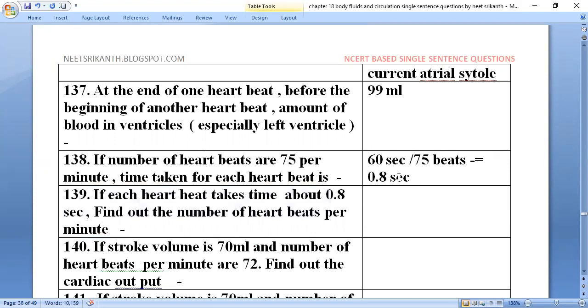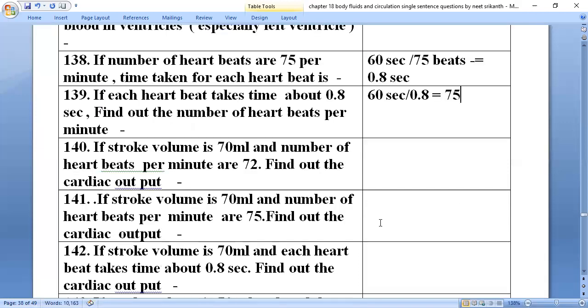If each heartbeat takes about 0.8 seconds, find out the number of heartbeats per minute. How do we calculate? One heartbeat is taking 0.8 seconds. In 60 seconds, we have to do 60 by 0.8, then we'll get 75 heartbeats. Same problem, we just made a small change.